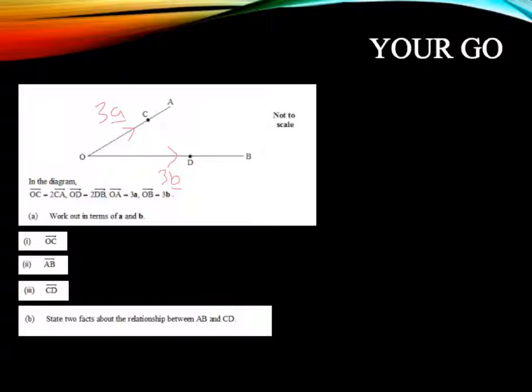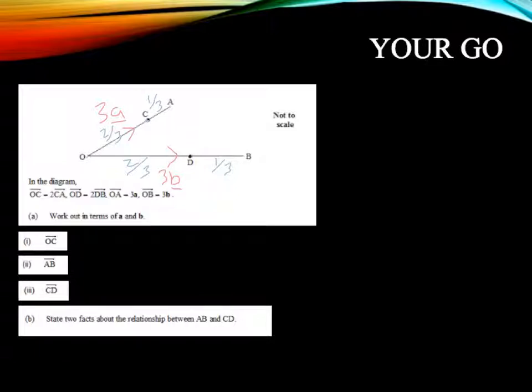Okay, what else did we know? O to C was 2 lots of C to A. So that's like 3 parts, if you like. So that's like 1/3 of the way along, 2/3. So C is 2/3 of the way from O to A. What does it tell us about D? Well, it's the same kind of thing, isn't it? DB is a half of O to D, or O to D is twice D to B. So again, this is 1/3 of the way along, and this is 2/3 of the way along.